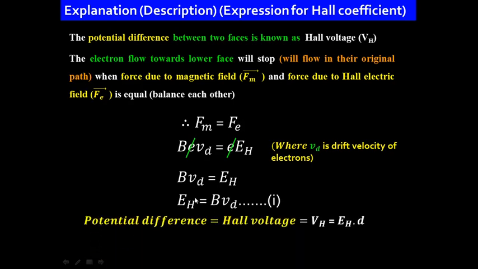Now the potential difference, that is the Hall voltage. We know the potential difference is the electric field into the separation between the two faces, D. So VH equals EH into D. This is the Hall voltage or potential difference. From equation number 1, EH is B into Vd, so the Hall voltage is B into Vd into D. D is the thickness of the slab, meaning the separation between the upper and lower faces. Suppose this is equation number 2.